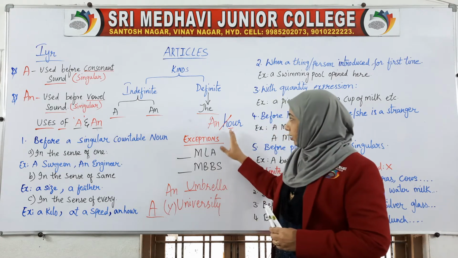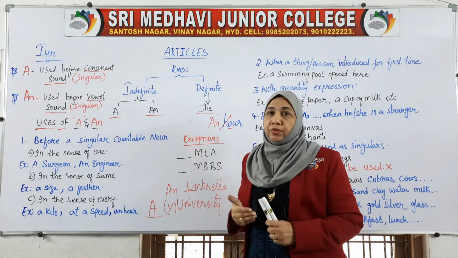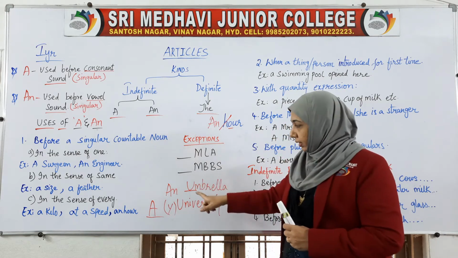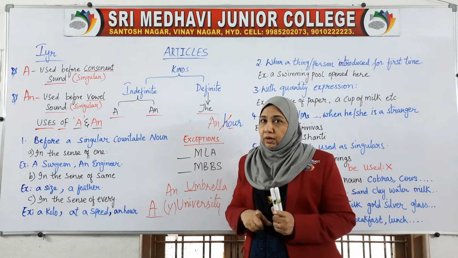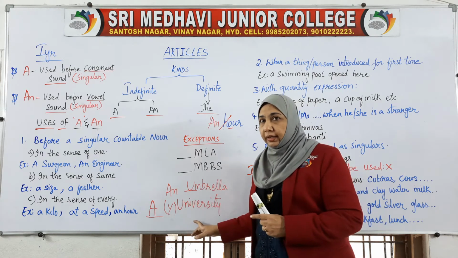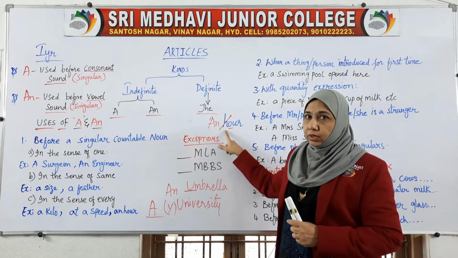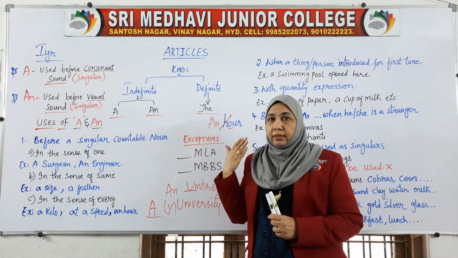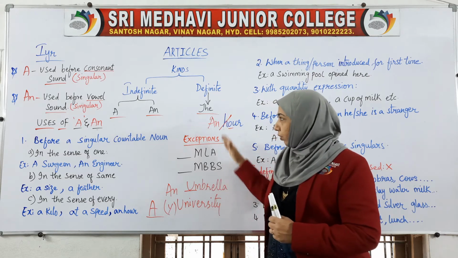Even though O is itself a vowel, we are getting the sound of the vowel, and that is counted. We are not referring to the letter. Here I have already given the example: U is itself a vowel, but the sound we are getting is ya, so we use a. Even though we are writing with a consonant, because we are getting the sound of a vowel, we use the indefinite article an instead of a. I hope you have understood.